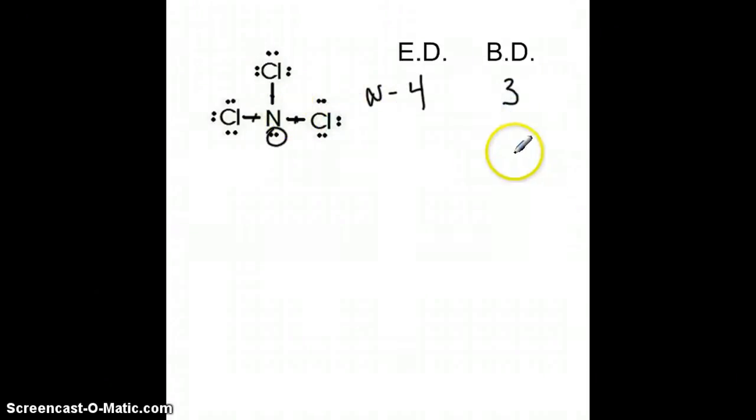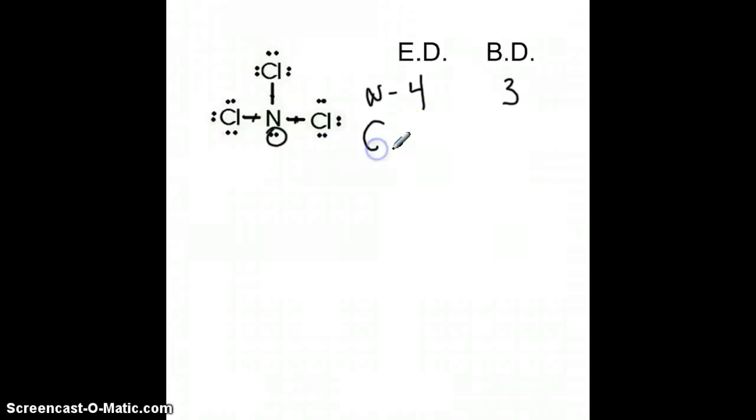So what does this look like? What we can do is abbreviate electron domain, ED, and abbreviate bonding domain, BD. And so I can say, well, how many electron domains are there around nitrogen? I can count electron domains. So there's 1, 2, 3, 4. So there are 4 electron domains around nitrogen. Nitrogen has 4 electron domains. How many of them are bonding domains? 1, 2, 3. There are 3 bonding domains.